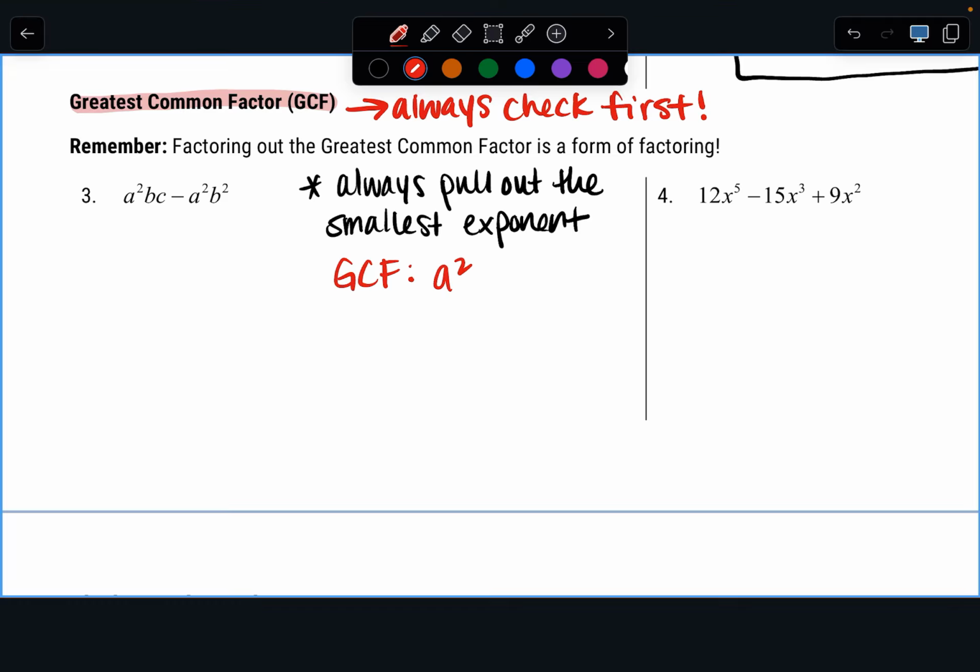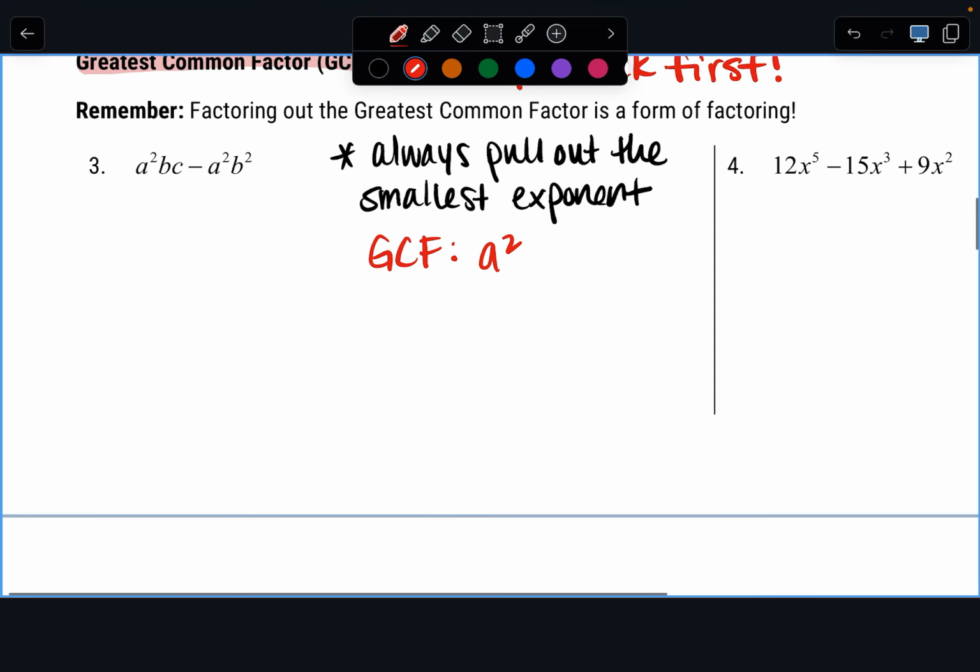Then I look at the B's. If you don't see an exponent there, it always means that there's an exponent of 1. So if I'm looking at B to the power of 1 versus B to the power of 2, what's smaller, 1 or 2? 1. So B to the power of 1, which you can write the 1 if you want, you don't have to, is a part of my greatest common factor.